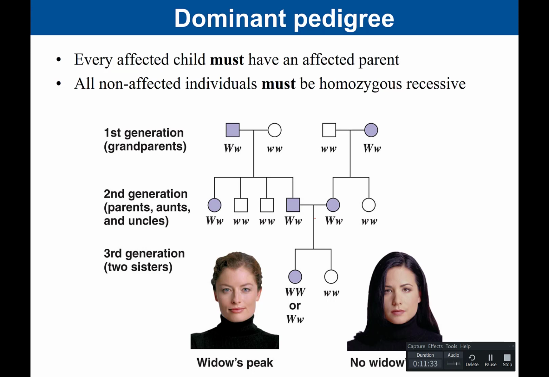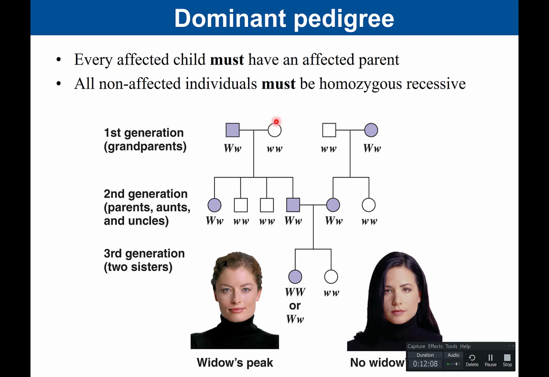And so in a dominant pedigree, one of the things that you can look for when determining dominant or recessive is if you see a child that has a trait and neither parent does, that means that the trait has to be recessive. But in this case, we have a child that has it. Every affected child has an affected parent, and you can see that in this case. All non-affected individuals must be homozygous recessive.